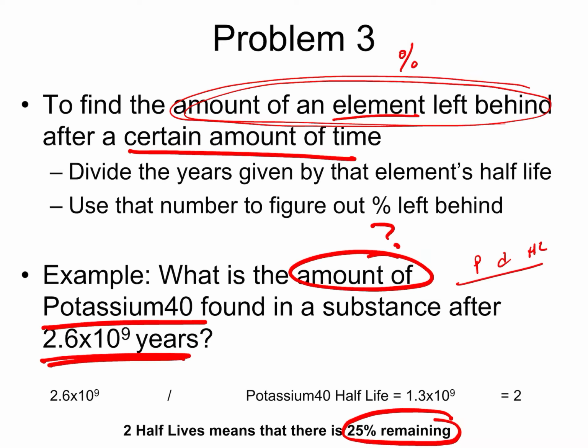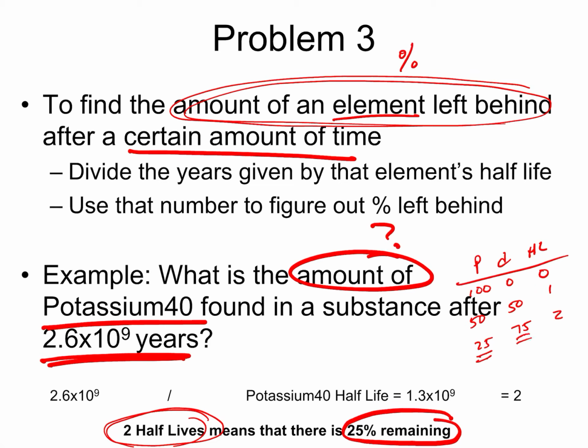Again, parent-daughter half-life. If it's 0, it's 100, 0. If it's 1, then it's 50, 50. If it's 2, then it's 25, 75. So if we found out that 2 half-lives went by, then I know that there's 25% of the parent left, and there's 75% of the new daughter that has formed.